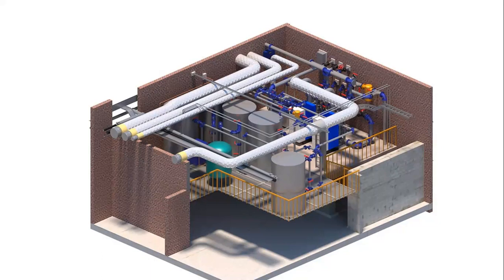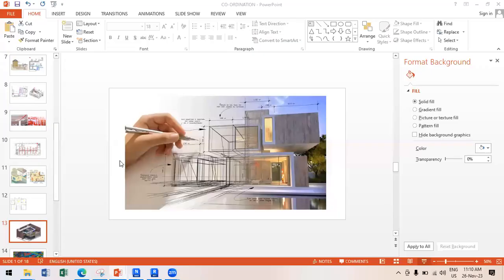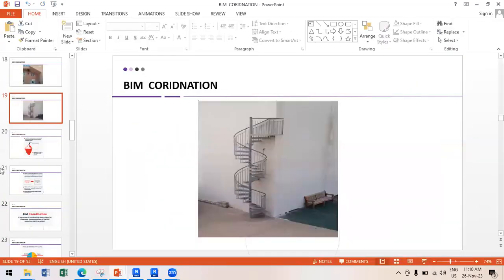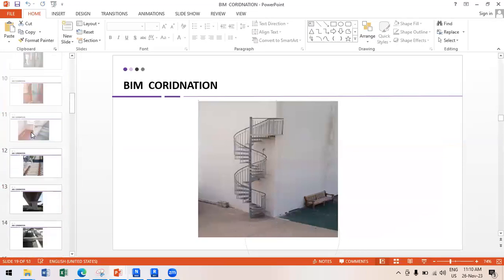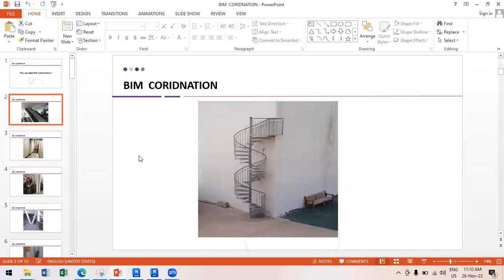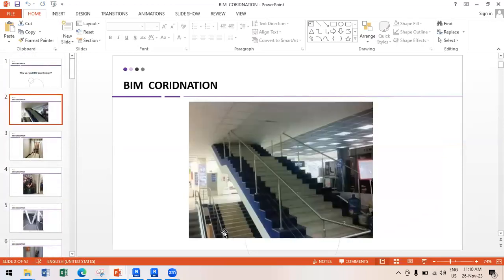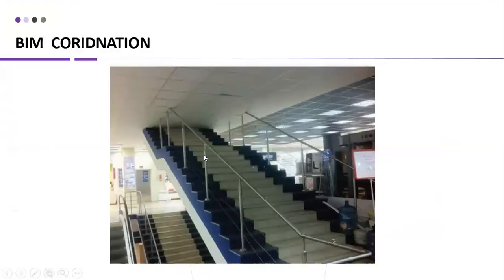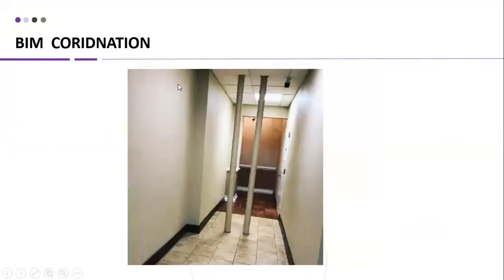I will come to the drawing part also in just a few minutes, but I have given you an overview of what services are going to be used in the building, and we have to do the coordination part. Now, imagine if you don't do any coordination, then what happens? There are some small pictures, very quick, I will show you. Here, there is no coordination. The steps are going above, and here you can see these are the pipes.